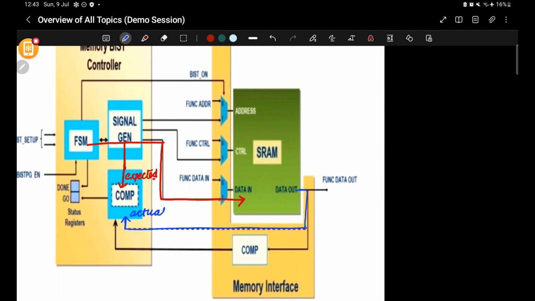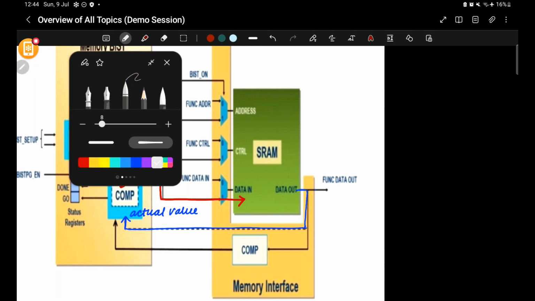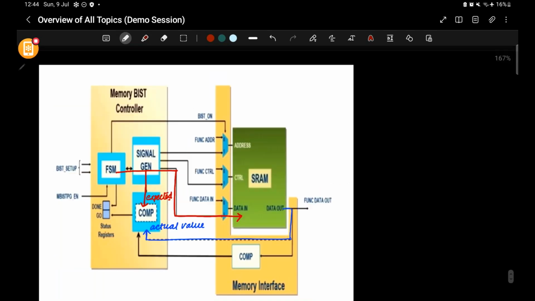The output of the memory given to the comparator is called the actual value. So the FSM and the signal generator write a value onto the memory, and they also write the same value onto the comparator. Then the output of the memory is again given to the comparator. Now this expected value and actual value will be compared in the comparator. If the expected value and actual value are the same, the test is passed. If they are different, there is some fault in the memory. This is how the memory faults will be detected. What the possible faults in the memory are, and how the algorithms detect them, we will discuss during our course.